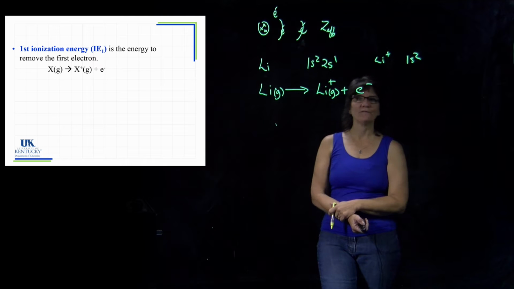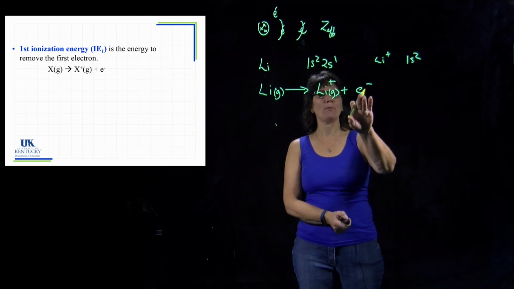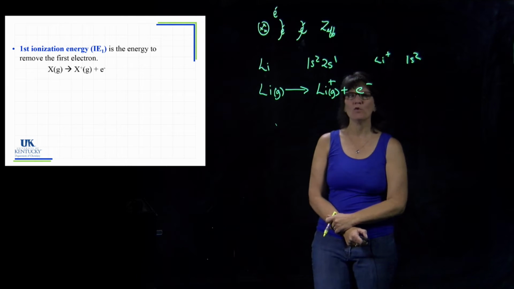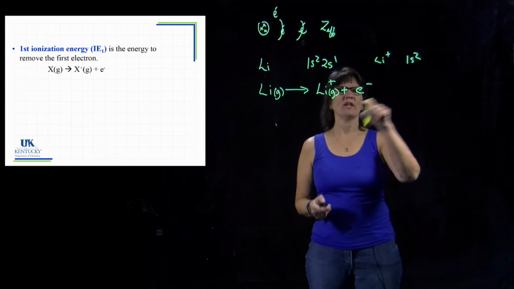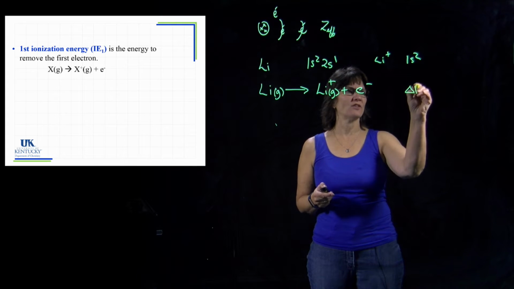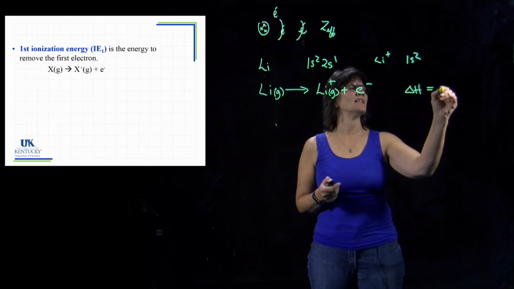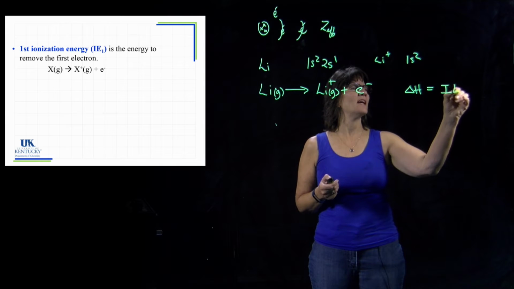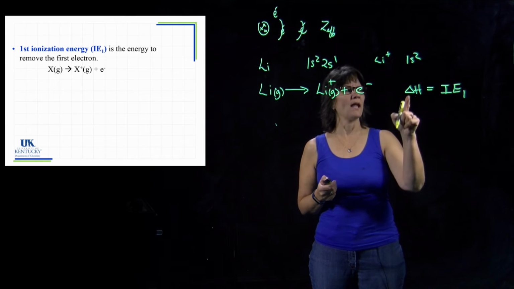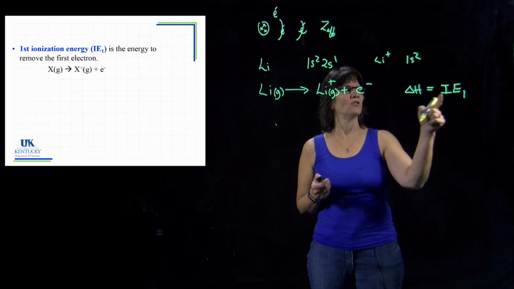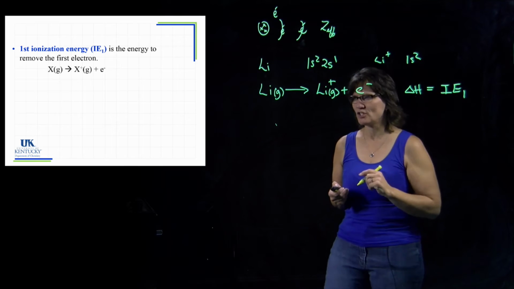We can talk about first ionization energy, which is what I'm representing here. That is removing that first electron. So the energy associated with this process, the delta H of this process, is equal to ionization energy 1. The amount of energy required to remove it is going to be called the ionization energy.